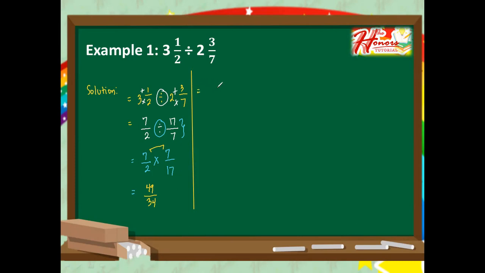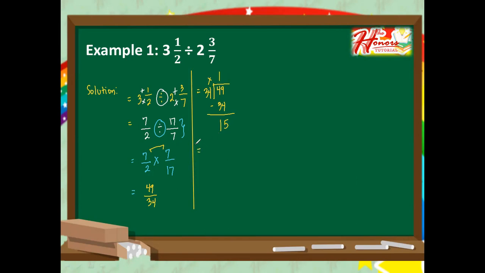So for us to be able to do that, we have to divide 49 and 34. So 49 divided by 34 is 1. 1 times 34 is 34. Then let's subtract. 9 minus 4, that's 5. And then 4 minus 3, that's 1.